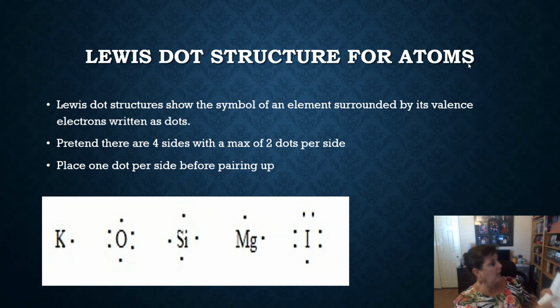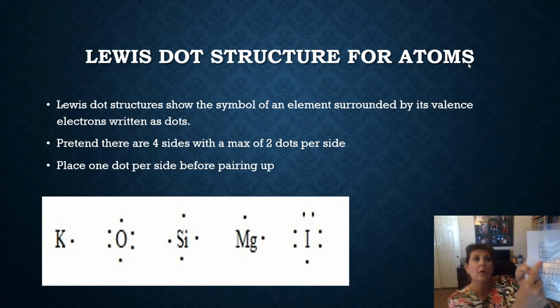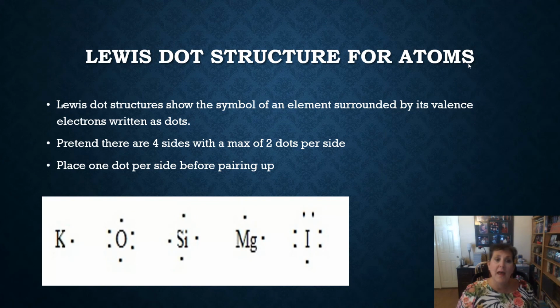K. K is here in the table. And you go up to the top, and it's the first column. So it only has 1 dot. You can write it on the top. I wrote it on the side in this picture. It's okay. 1 dot.